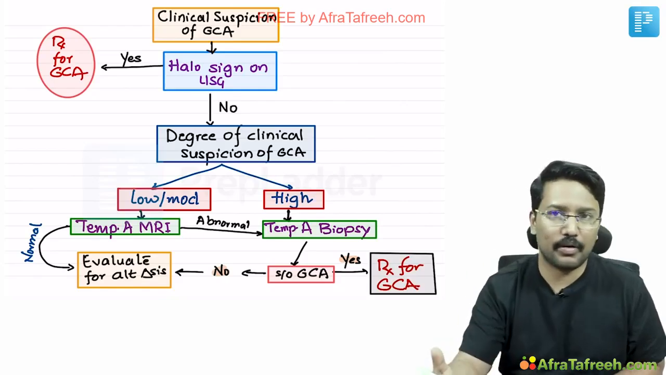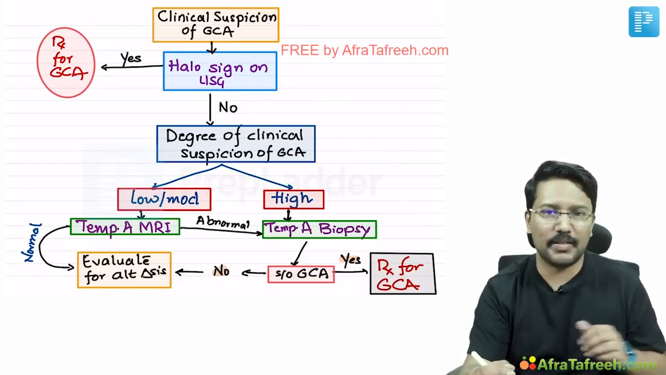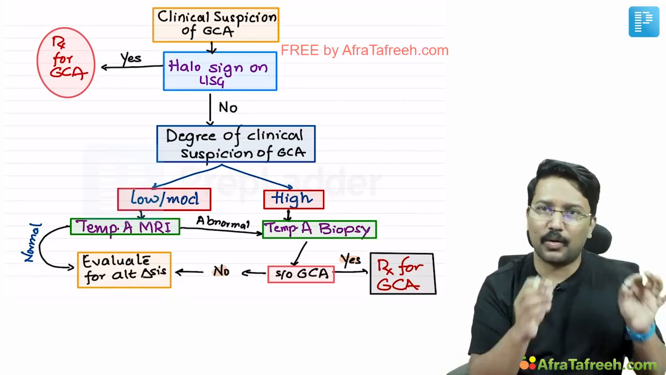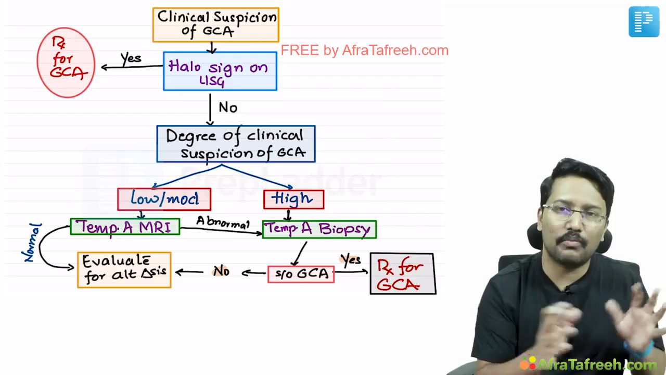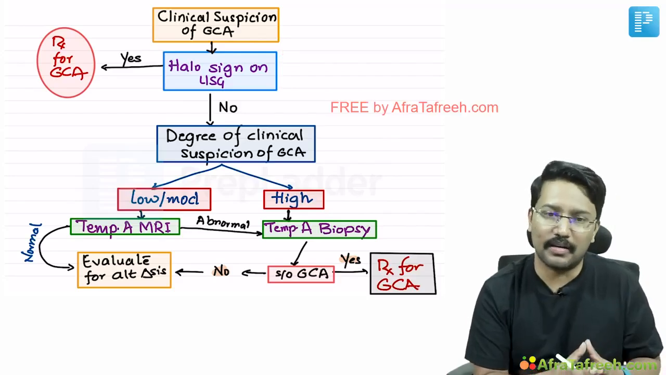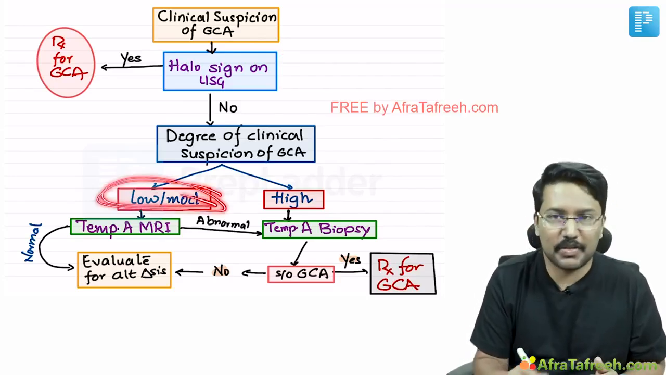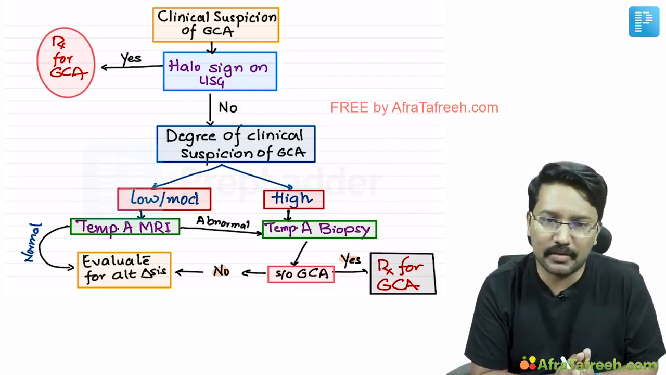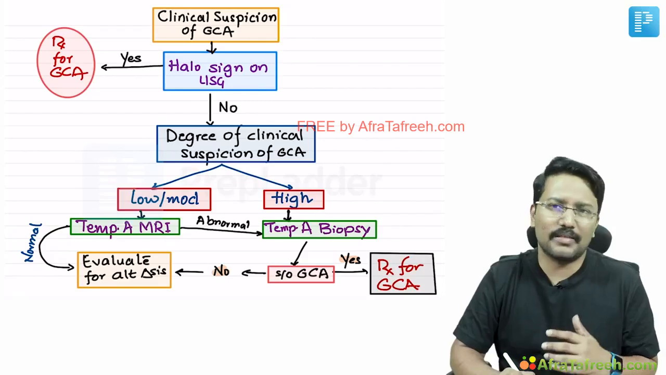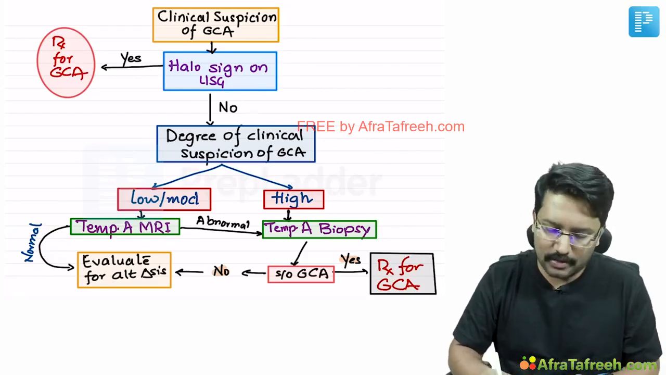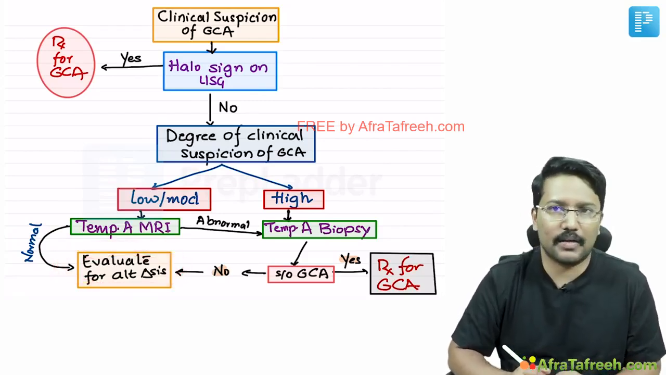And if you have done the temporal artery MRI and it is straight away normal, so basically you suspected, but on ultrasound you didn't find evidence of a halo, right? And you had a low or moderate suspicion, so you did a temporal artery MRI. So our suspicion was relatively weak, and the temporal artery MRI turns out to be normal. In that case, you can say giant cell arteritis is kind of ruled out, and I am only going to look for an alternative diagnosis, right?